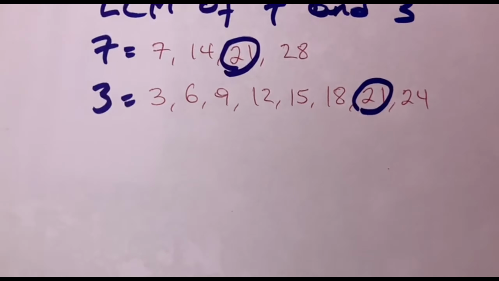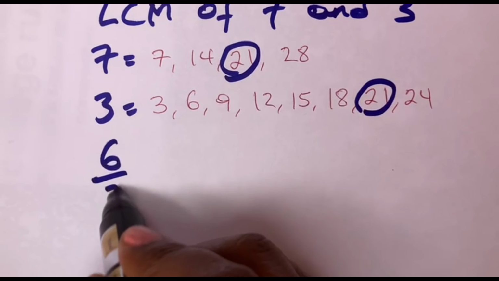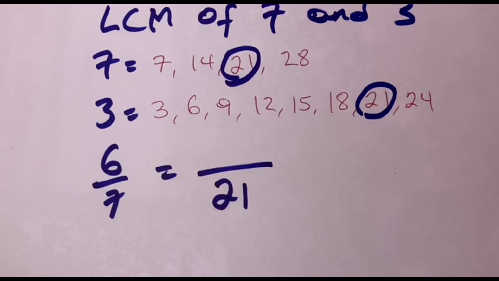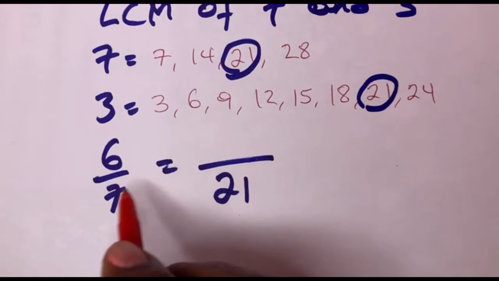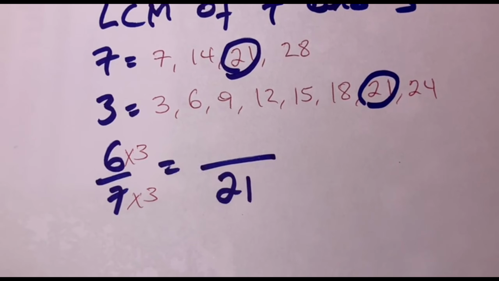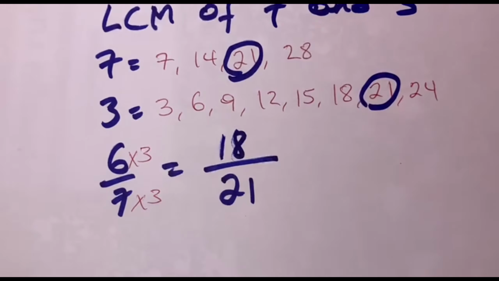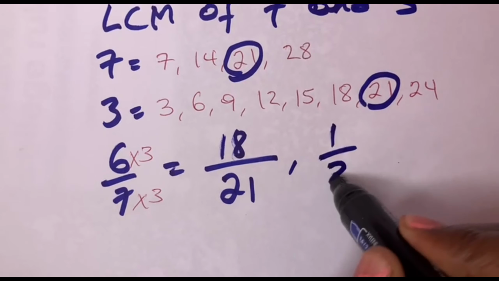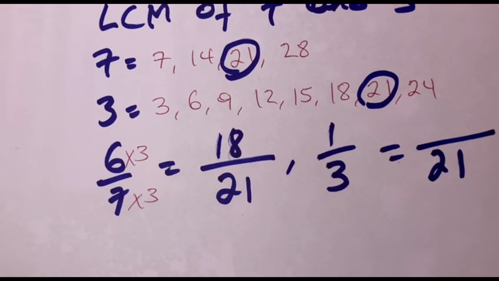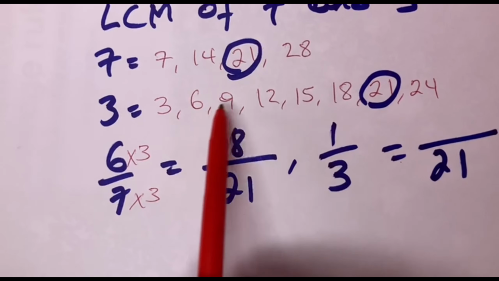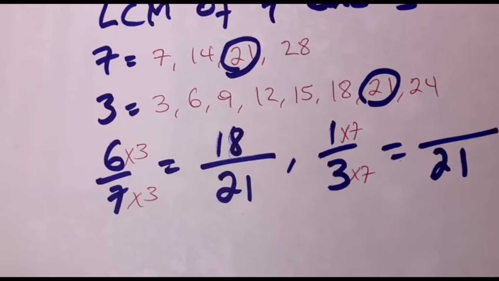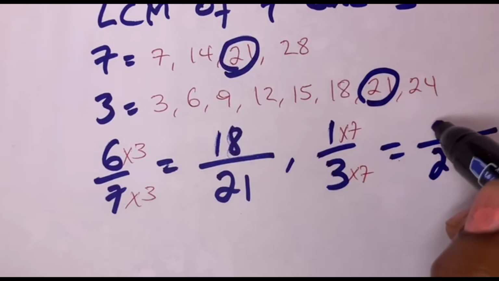6 over 7 will change its denominator to be 21. So how do we change to 21? By multiplying 1, 2, 3. 7 times 3. The same thing, we have to multiply 6 by 3. 6 times 3 is 18, right? So the next one is 1 over 3. Its denominator changes into 21 again. So how does 3 change into 21? By multiplying 1, 2, 3, 4, 5, 6, 7. 3 times 7. Therefore, we also multiply 1 times 7, which is 7.